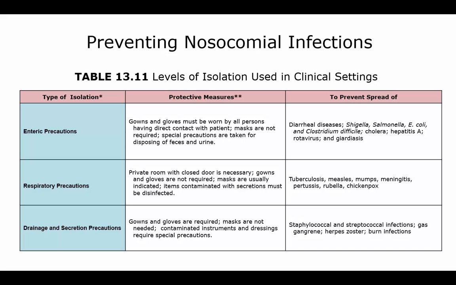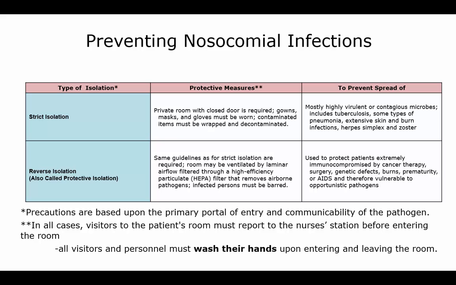How do they prevent it? These are the protective things they'll do. Wearing the gowns and gloves, giving you a private room with closed doors, sometimes a mask. They'll make sure that everybody that comes in washes their hands, and strict isolation sometimes, and even the HEPA filters to remove the airborne pathogens are sometimes used.